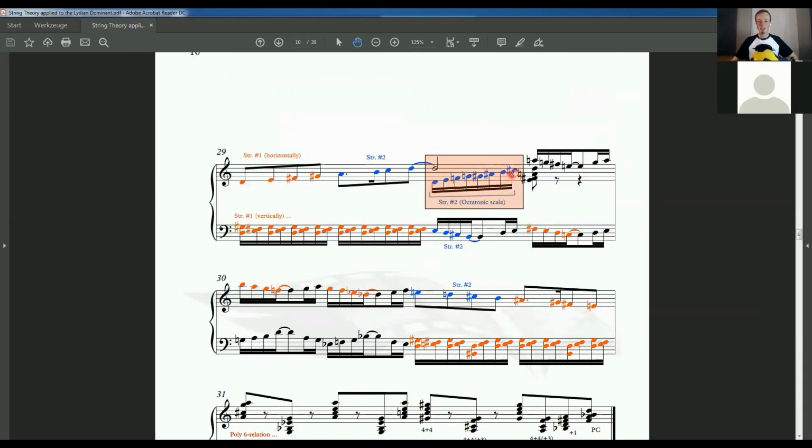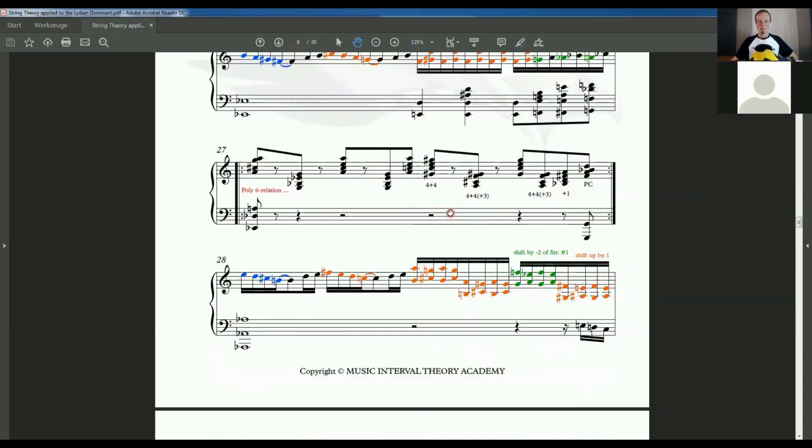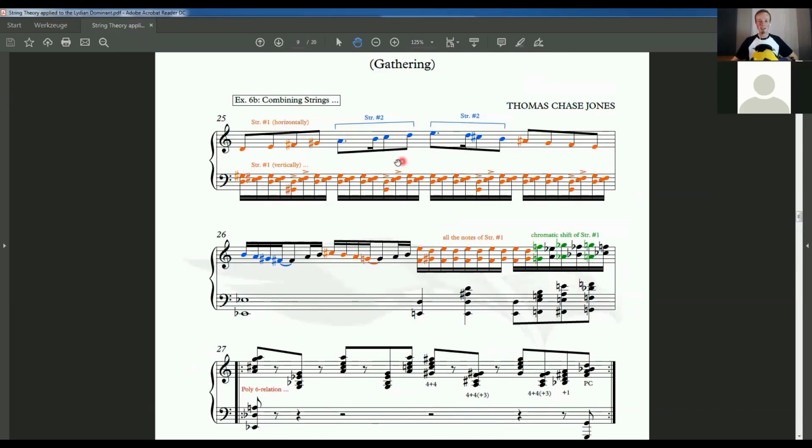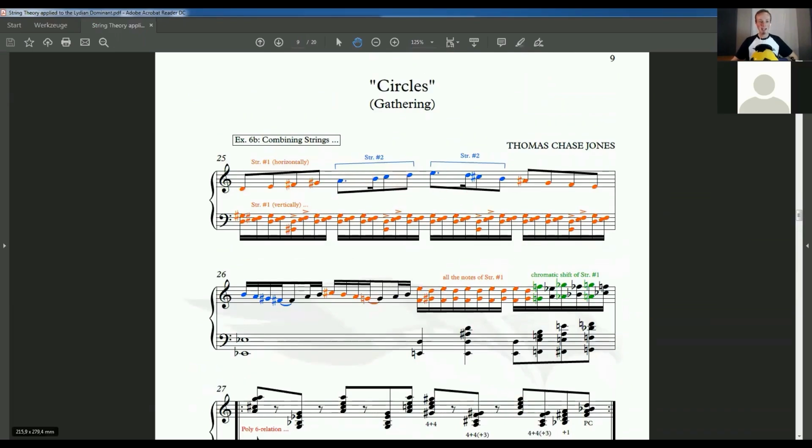Here we have even the octatonic scale. But you can follow the colors here very quickly, and of course you can analyze those things in your own time and own pace. But let's have a listen to that.